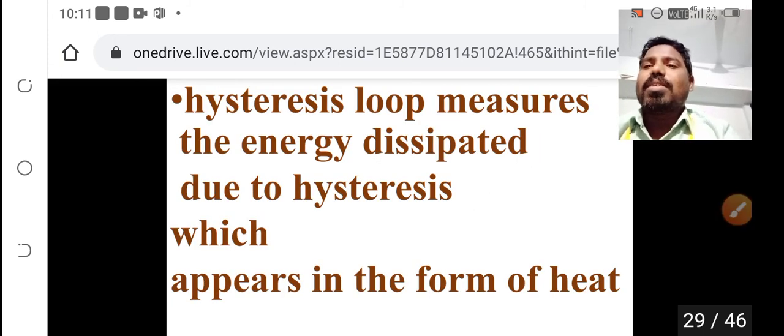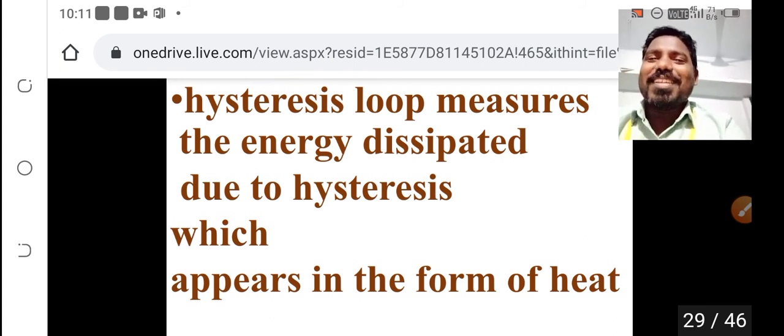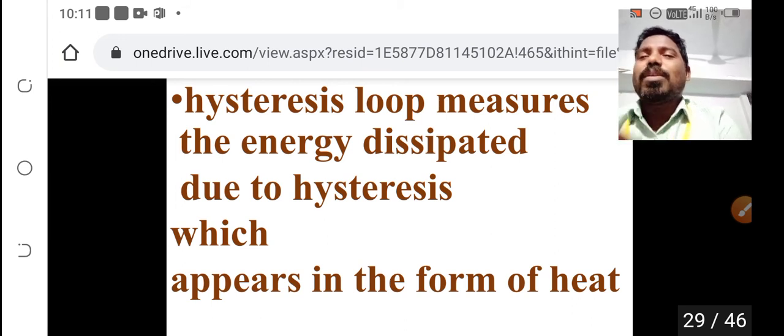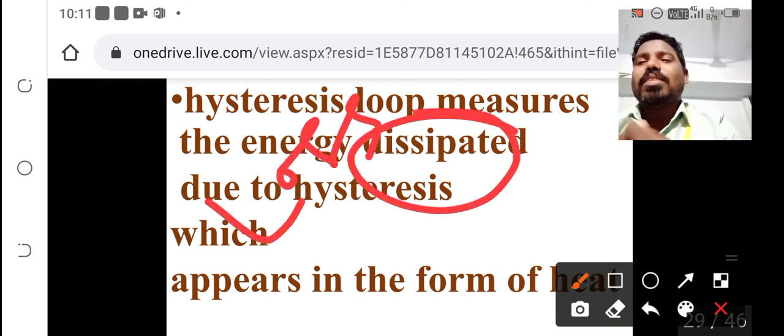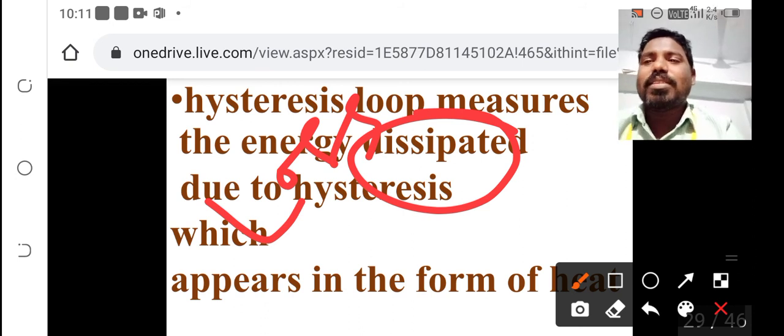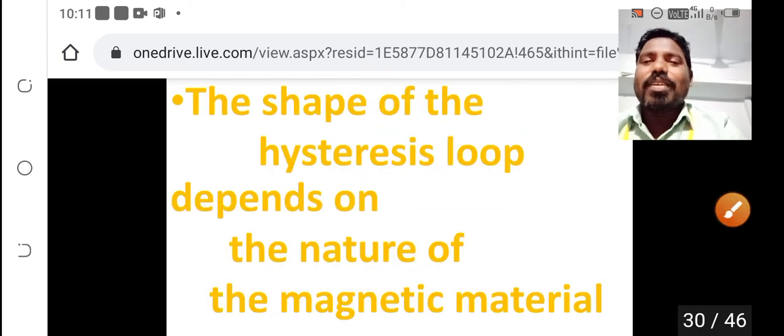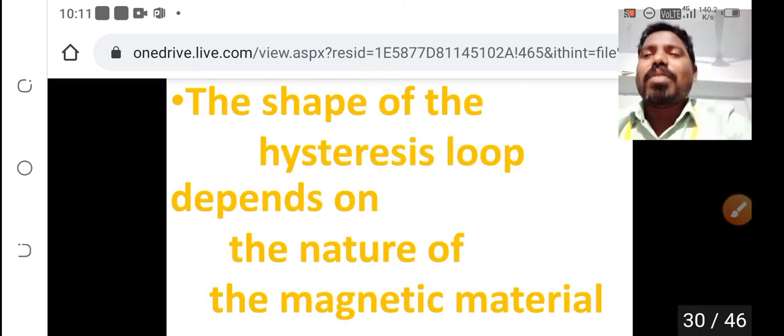Hysteresis loop measures the energy dissipated due to hysteresis. What is that hysteresis loop? It is nothing but the energy dissipated, that means energy loss, due to hysteresis. Dissipate here means loss. The hysteresis loop measures the energy loss due to hysteresis, which appears in the form of heat.